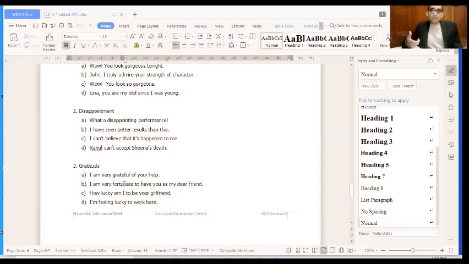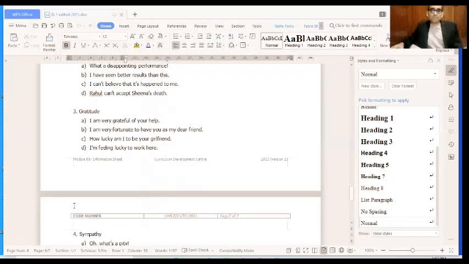So the next one, like, I can't believe that it's happened to me. So it is disappointment. Rahul can't accept Sheena's death. You see? So this is talking about disappointment, function of the word for language forms and functions.